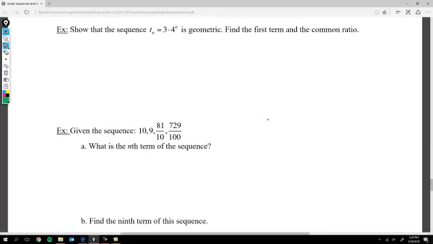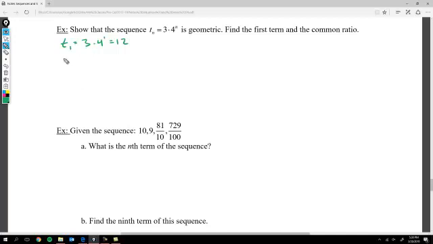Okay, next question. Is this sequence geometric? So this time I'm giving you a formula, and you'll get to the point where you'll be able to look at it and tell, but for now, we'll go through a process. I'm going to find my first term. So 3 times 4 to the first power, which is 12. All I did was plug in 1 for n, because that's going to be my first term.